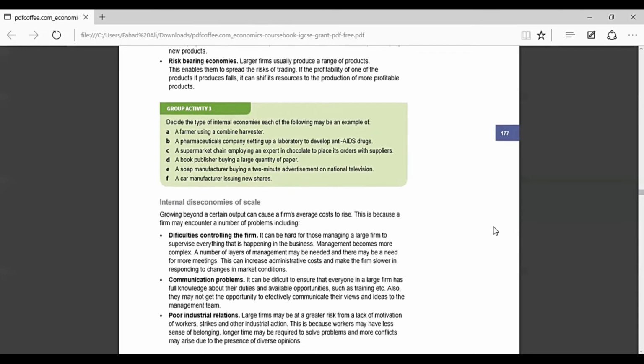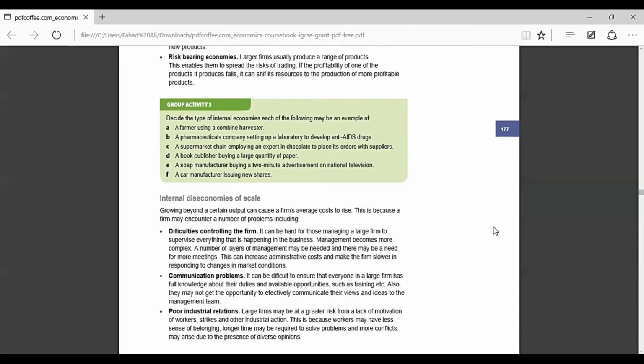Risk bearing economies are with those businesses which have more than one product in more than one industry. Many companies are diversified. I can give you an example of Samsung. In Pakistan, Samsung is selling cell phones, refrigerators, laptops, LED TVs, washing machines, and air conditioners. So I've almost told you seven products of Samsung, and they have a lot of worth of market.